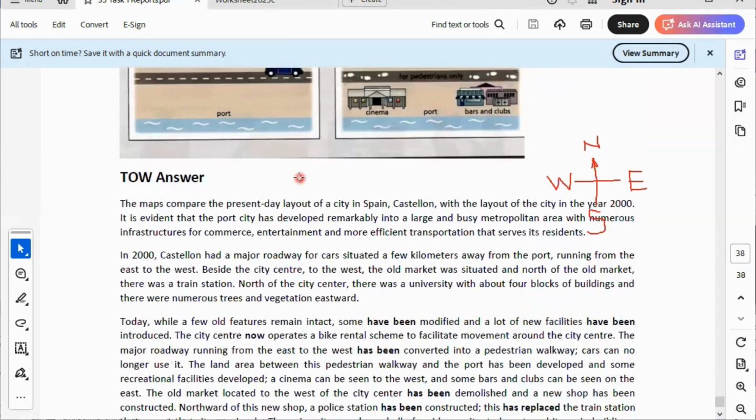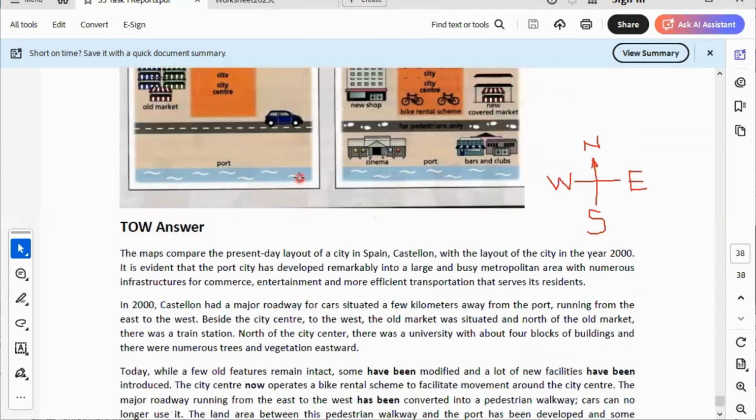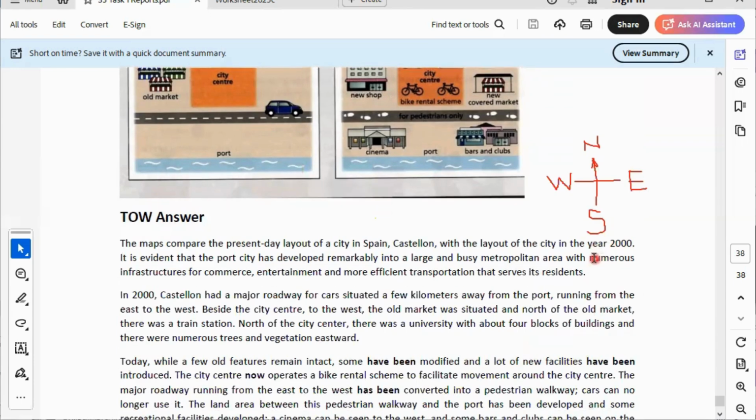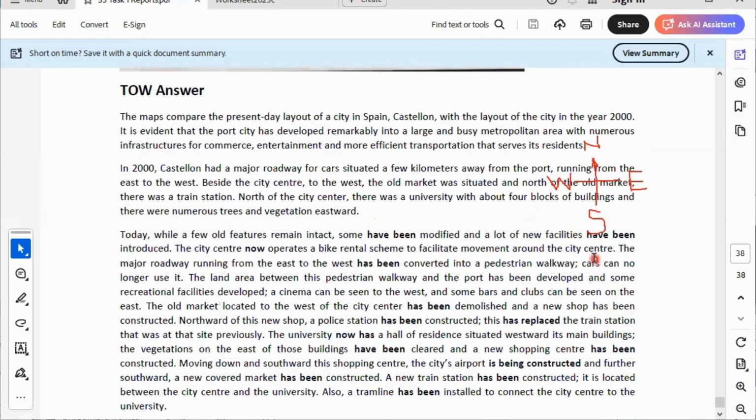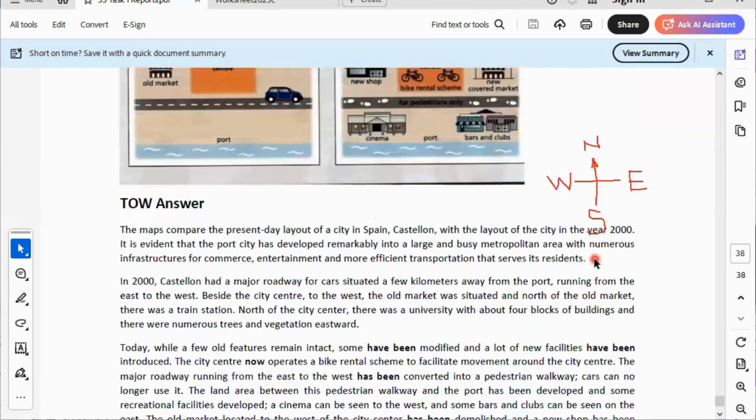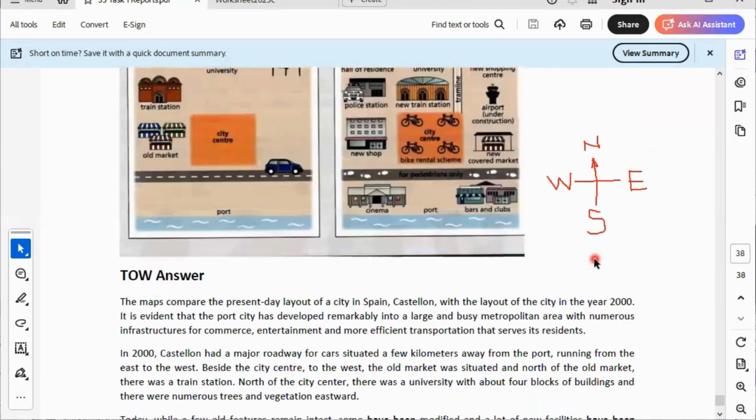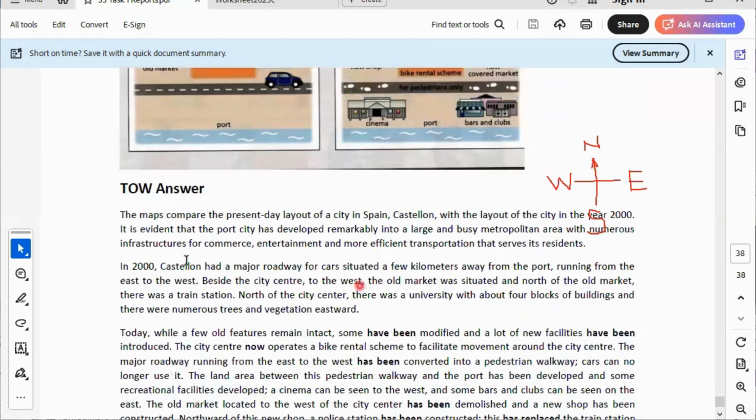Okay? So you can use the words right, left, or you can use east, west. But when it comes to north and south, it's better to just stick to north and south. All right? Then, this person has described the old map in paragraph 2. See the old map described in paragraph 2 here. And then after that, you now describe the new map.